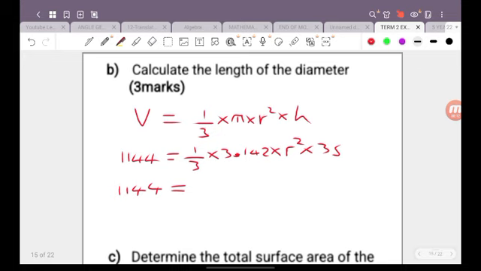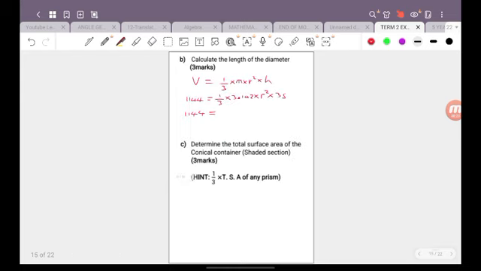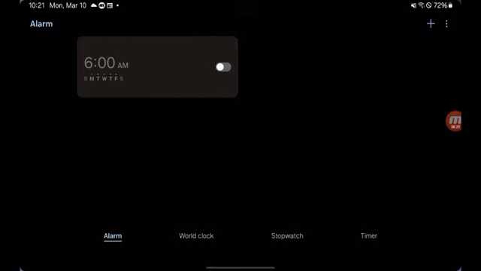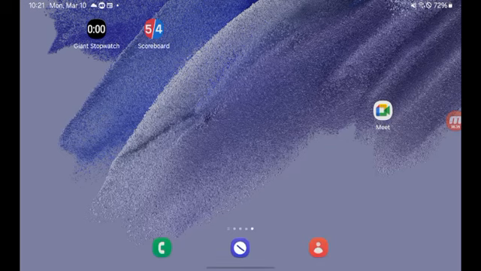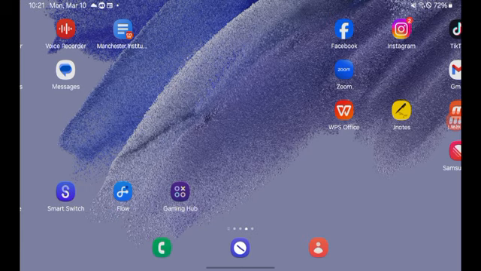So let's go ahead and do that. 1 multiplied by 3.142, that's going to be the same thing as 3.142. So we're going to have 3.142 times 35. Let's go ahead and calculate that. Just a second here, guys. Give me a second here.